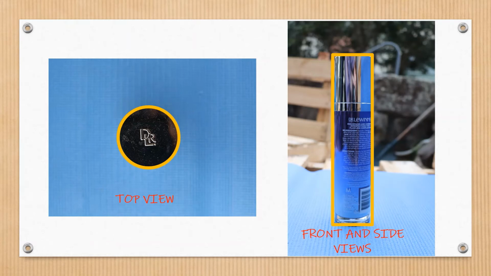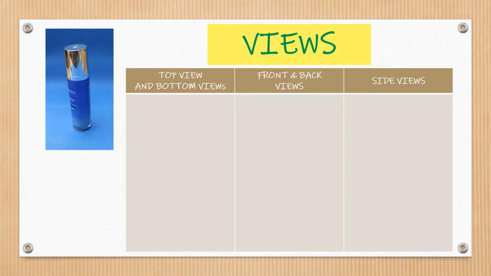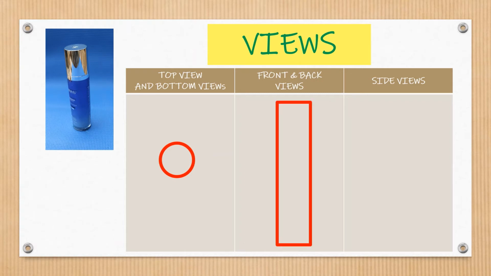So what would we draw if we were asked to draw the views of that particular solid? Our top and bottom views would be exactly the same. We'd have a circle. The front and back views would be that tall, narrow rectangle, and the side view would be an identical tall, narrow rectangle.